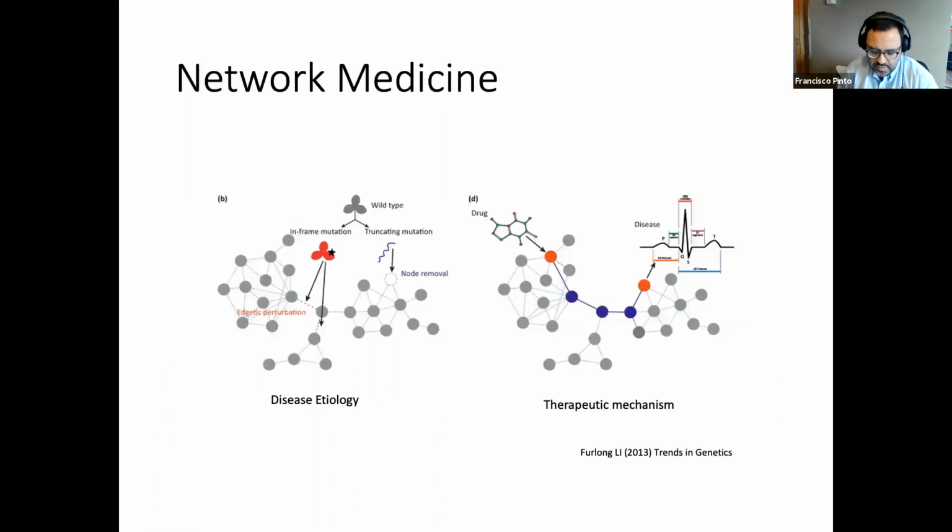So the basic principle here is that we can use networks, that is, the pattern of interaction between proteins or genes in cellular networks, in biological networks, to understand the causes of disease, to propose a new therapeutic mechanism, or to understand how a currently available drug works in that particular disease.